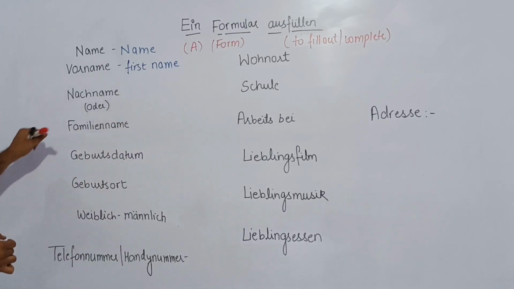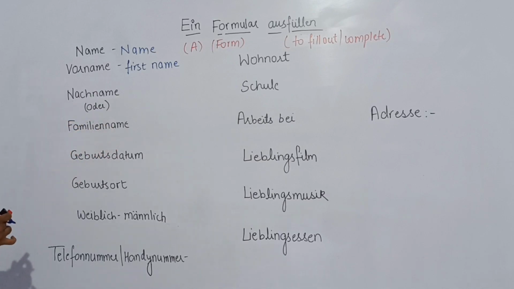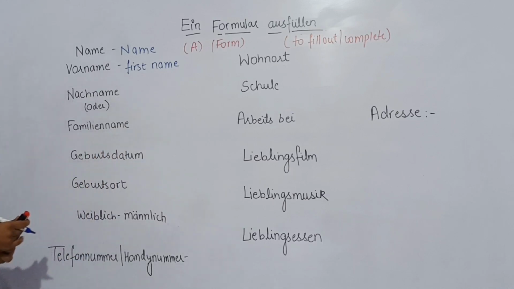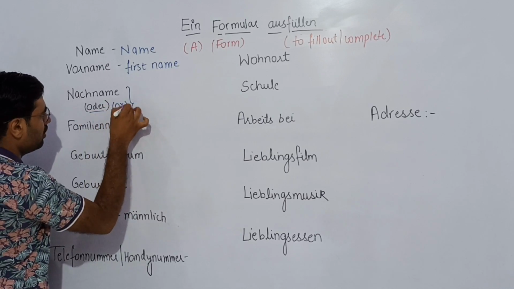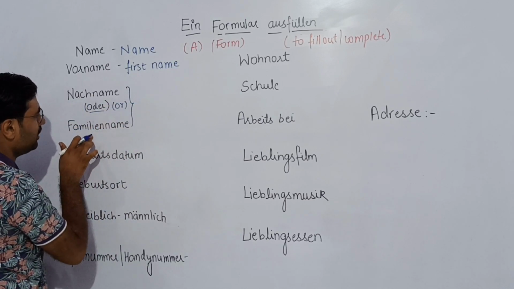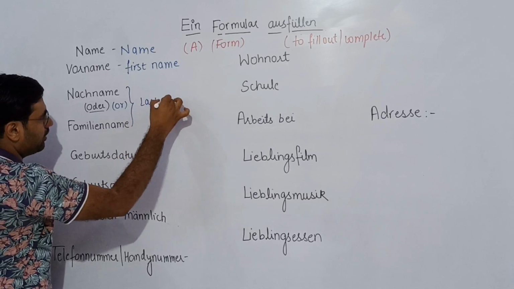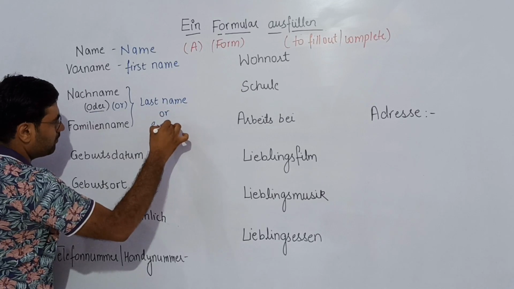Next thing. Nachname oder Familienname. Nachname oder Familienname means your surname or your family name. Oder means or. Nachname, Familienname. So this is last name or your surname.